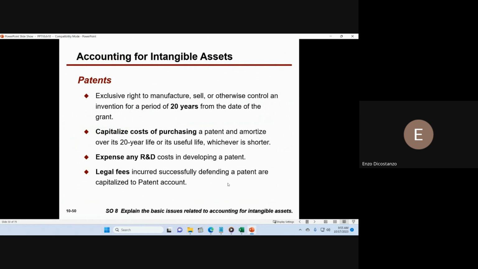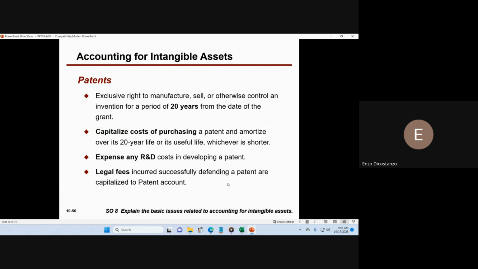Capitalize the cost of purchasing a patent and amortize it over 20 years. So if you capitalize the cost, that's using the depreciation version of things. You put it on the balance sheet and then write it off every year, as opposed to just expensing it as one big hit. You're spreading it out over a number of years. This is used in a lot of these financially engineered situations.